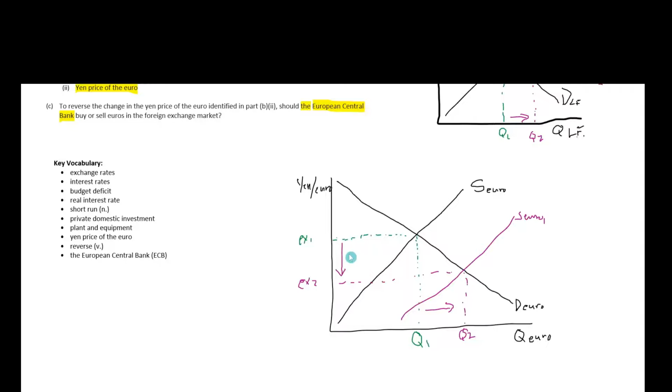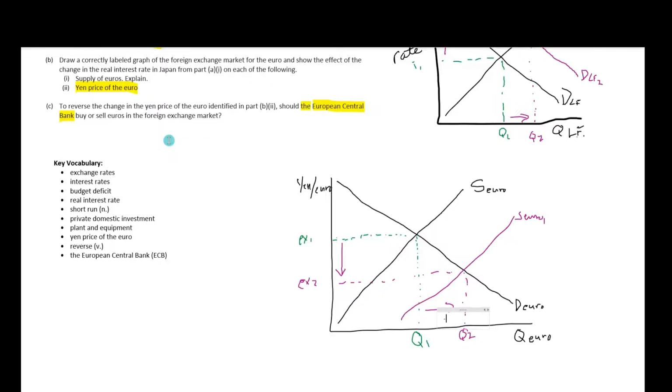The second part of part B, the yen price, we see a fall in the yen price of euros. Okay, so the euro falls in value relative to the yen. Now if they asked you about the yen market, it would be the opposite, but that's not asked about here, so we don't need to worry about that.